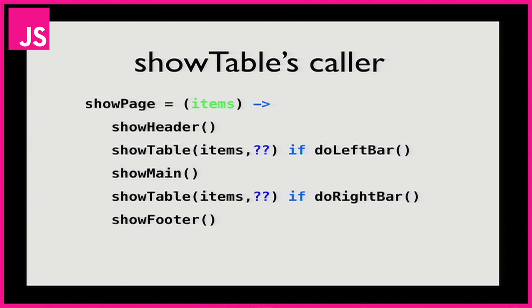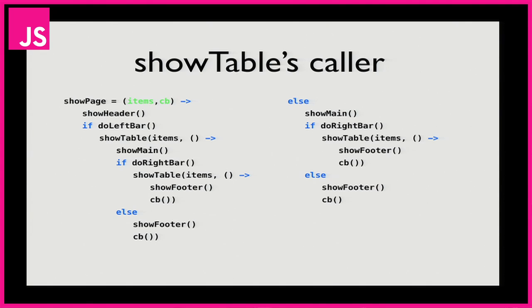So again, show table has now been changed. So after it's done its computation, it's going to call its callback. So I actually rewrote this. And just to show you what this very simple 5-line program looks like, it changed into this. And I don't think there are any bugs in there, but I don't really know.